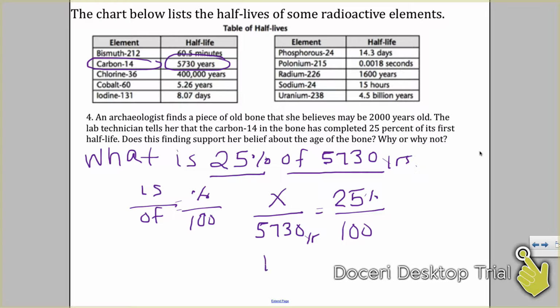So then we know that we have 100x equals 25 times 5,730. Who has a calculator? I can tell you what it is, but I want to know just what 5,730 times 25 is. I don't want to know the whole answer. I just want to know that. What is it, Eddie? Turn this way.